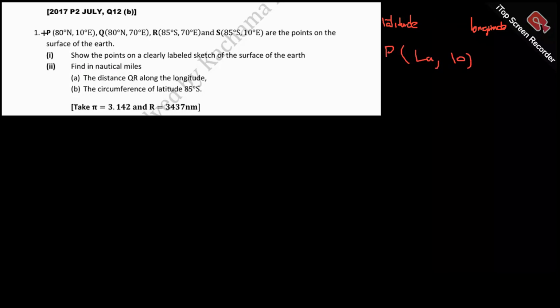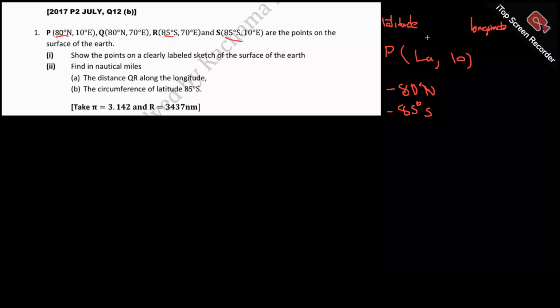So going back here, what is the latitude at point P? The first one is 80 degrees north. What about Q? It is also 80 degrees north. So no need of counting, it's already there. What else? I have 85 degrees south. What about this one? It is still 85 degrees south. So just say 80 degrees north, 85 degrees south. They are the latitudes that we have.